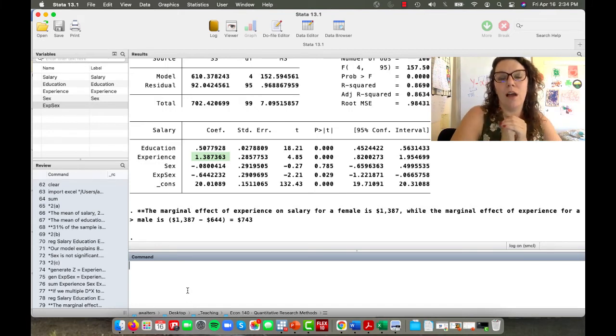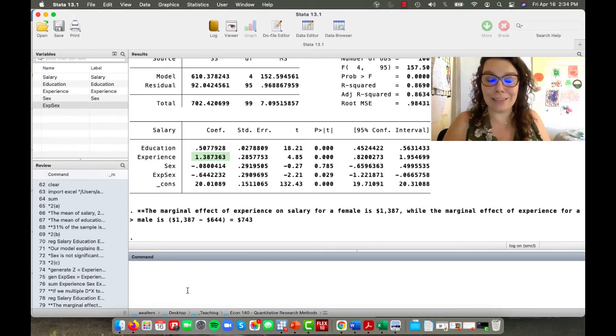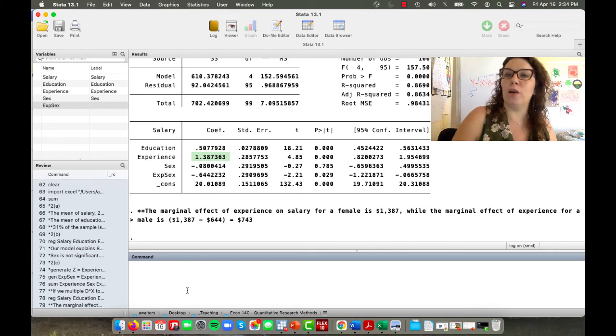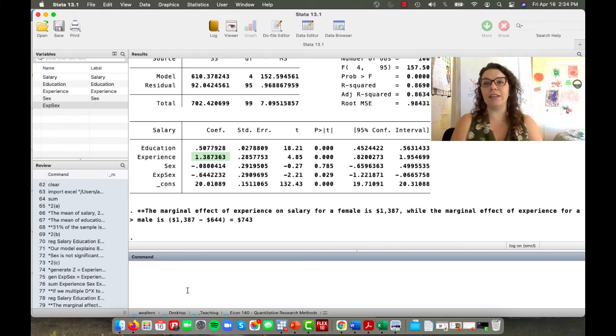The coefficient for education stays the same. Each additional year of education tends to increase salaries by about $507, $508. The R squared indicates that our model explains almost 87% of the variation in salary. And the coefficient for sex is even less significant and basically says that there's a penalty. If you're a male, you make $80 less than if you were not a male. So that's how we see that interaction term change our equation.